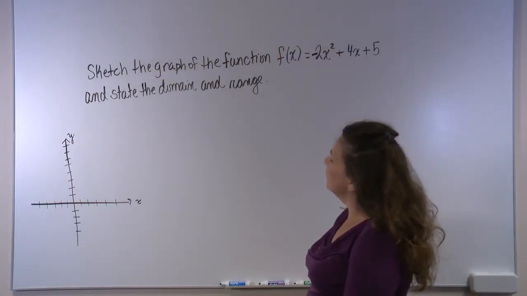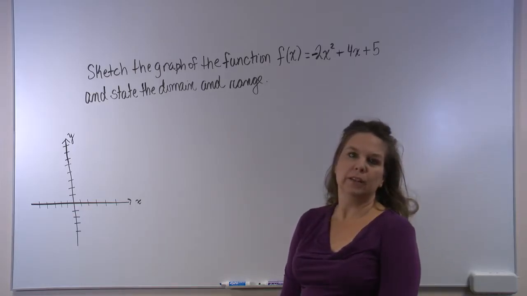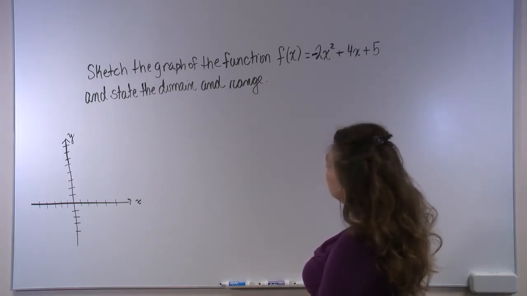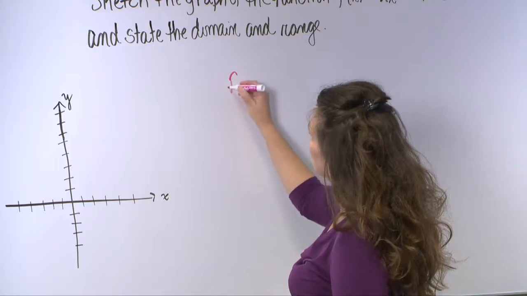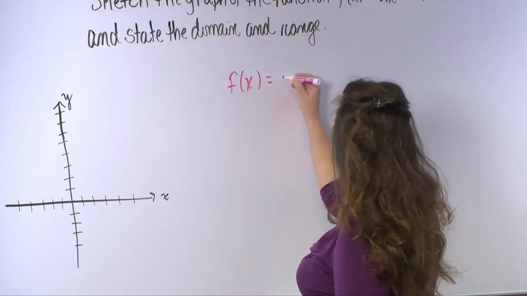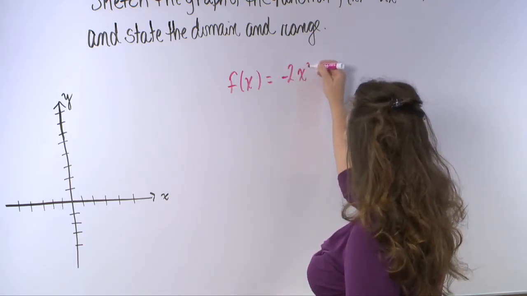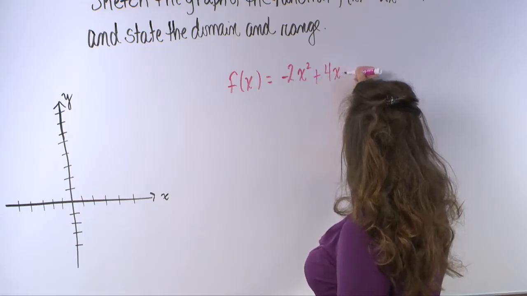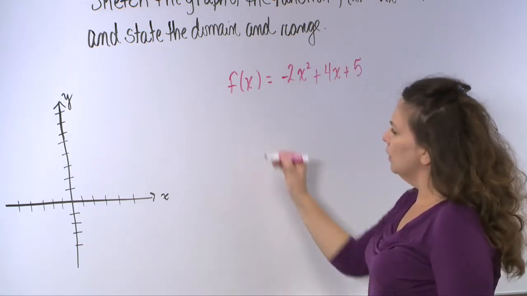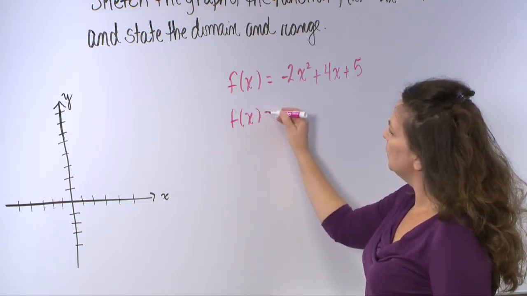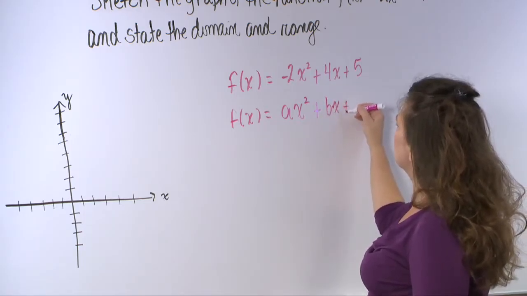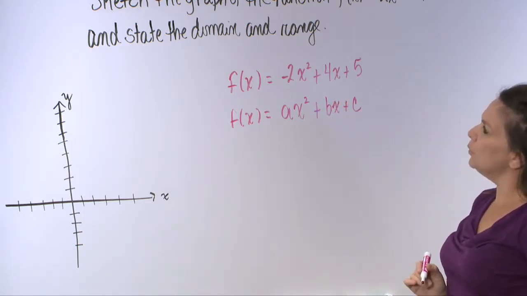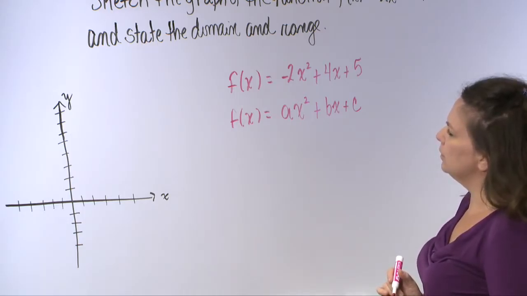Sketch the graph of the function f of x is equal to negative 2x squared plus 4x plus 5 and state the domain and range. So we have a quadratic function, and that is f of x is equal to negative 2x squared plus 4x plus 5. This function is in the form f of x is equal to ax squared plus bx plus c. And we want to sketch the graph of this function.